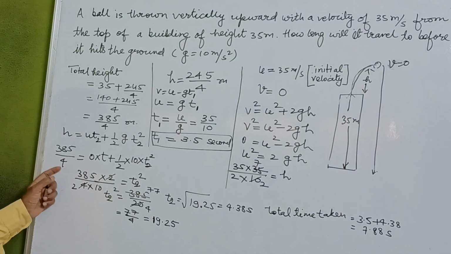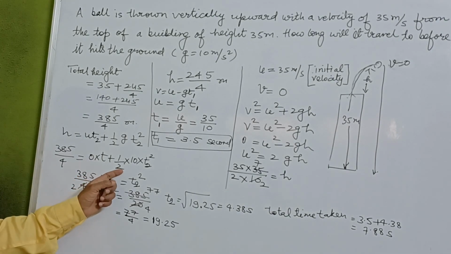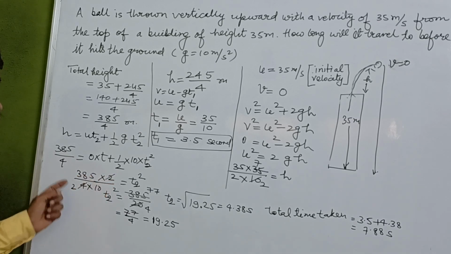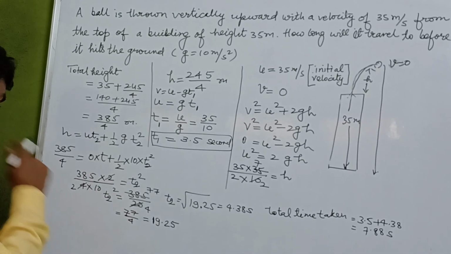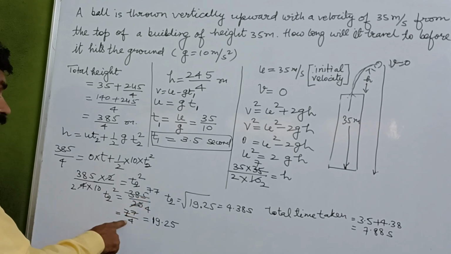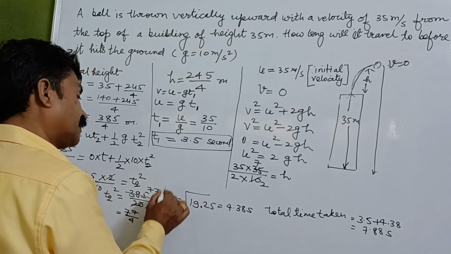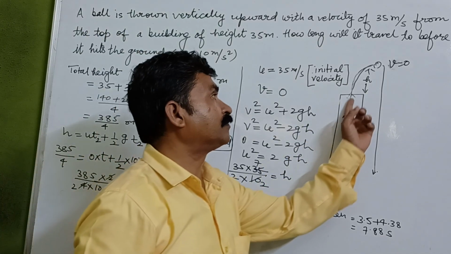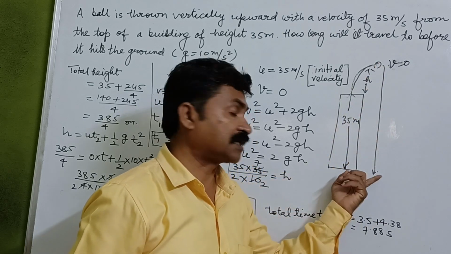Now 385 upon 4 is equal to 5 t2 square, so it is multiplied by 2 and divided by 10. Ultimately we have got 385 upon 20, that is t2 square, 77 upon 4, so it is 19.25. If we calculate t2, we have t2 equal to 4.38 seconds. So when it is thrown from here, t1 is the time to reach the top and t2 is the time it takes coming down here.